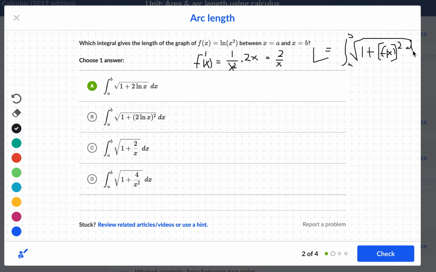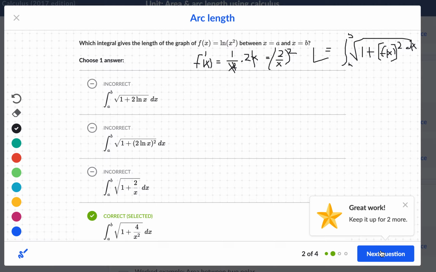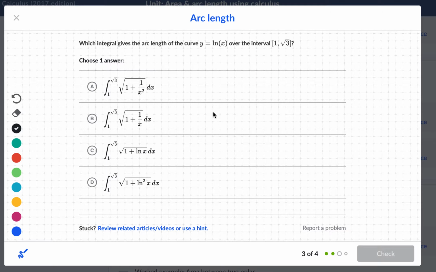I can't probably write it there, but you can see I've taken the derivative in advance. It's just a little chain rule. The x's cancel like this, and you get 2 over x. That then is squared, and when you do that, you should get 4 over x squared. I only see that down here, so I'm going to go with option D. Hopefully we'll get the sparkles. Yay. Okay, next question.